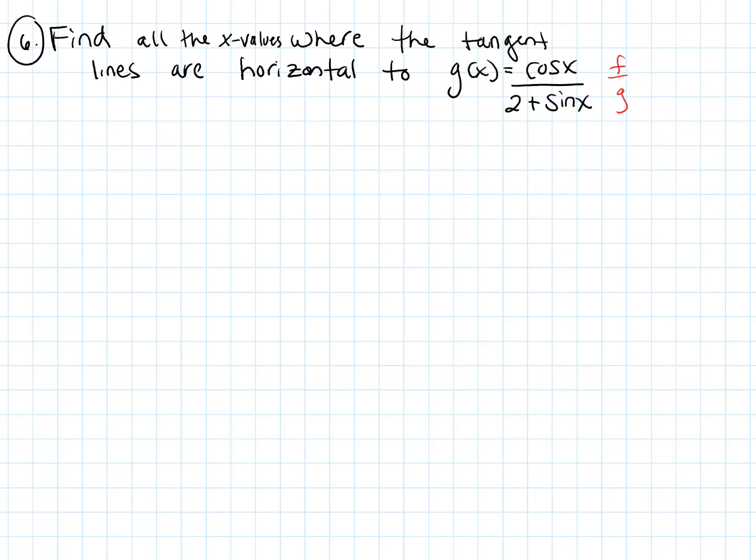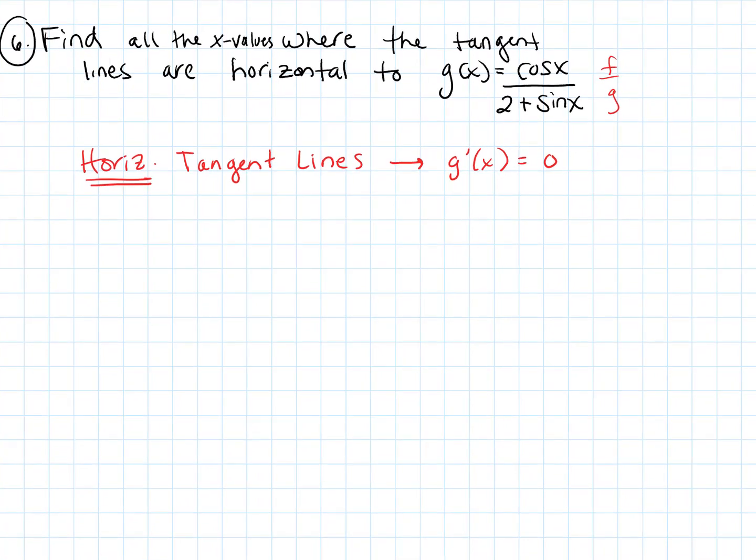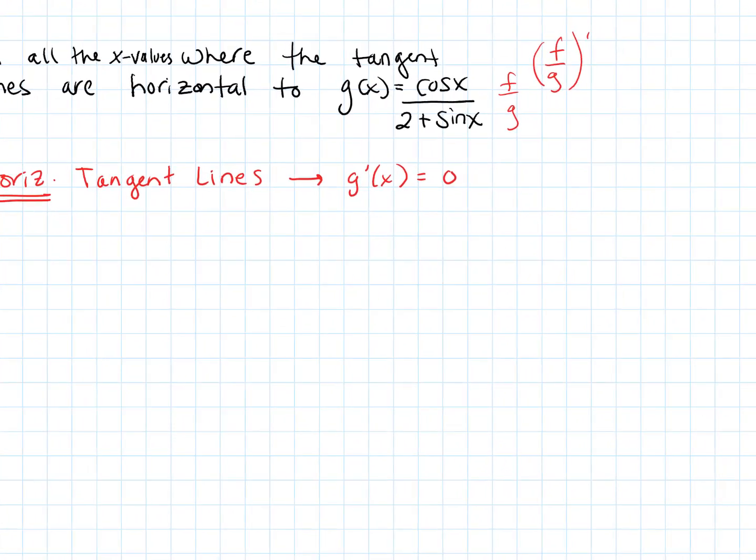So again, if we want to find horizontal tangent lines, the first thing we have to do is find the derivative. Anytime we're talking about slopes of tangent lines, we got to start with the derivative. And then if we want the horizontal tangent lines, we set the derivative equal to 0. So we're going to be using our quotient rule here. Our quotient rule, f over g prime, is f prime g minus g prime f, all over g squared.